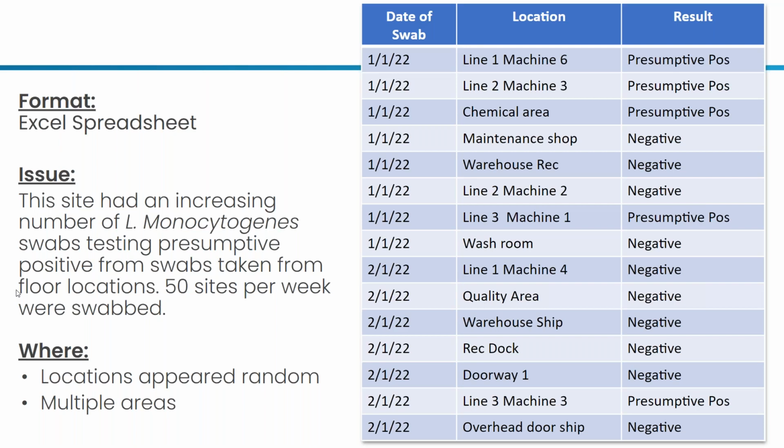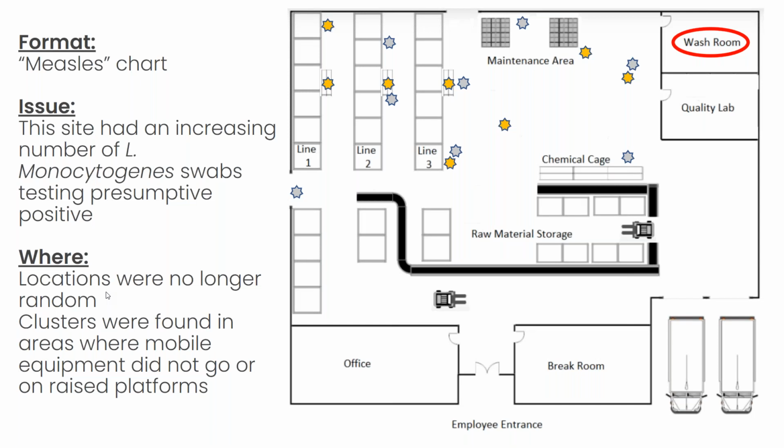And so we started throwing quat powder on the floor for the equipment to drive through when they entered into the production area. We cleaned and sanitized the wheels. We did all kinds of things. And you know what? The number of presumptive positives continued to grow. And so obviously we hadn't found the root cause. So we needed to transform our data. And so we used a measles chart.